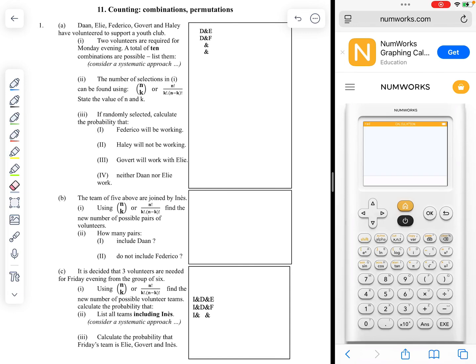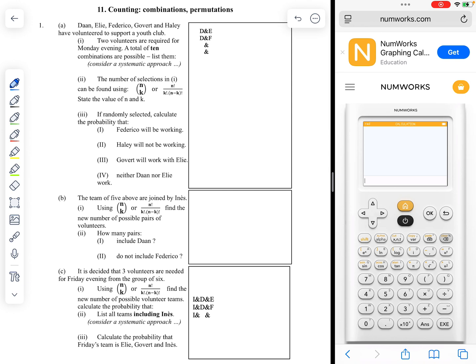Question 1a. Dan, Ellie, Federico, Govert and Haley have volunteered to support a youth club. Part 1. 2 volunteers are required for Monday evening. A total of 10 combinations are possible. List them. And I would suggest a systematic approach.